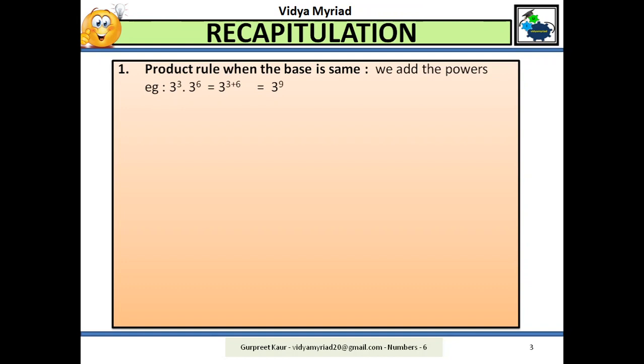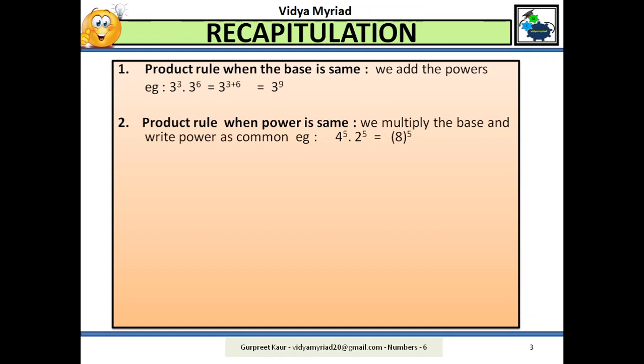Another rule is, when you have different bases but the powers are the same, I will multiply the bases. If you look at the example, it is 4 raised to power 5 multiplied by 2 raised to power 5. So I will do 4 into 2, 8, and 5 will be written as common outside the bracket.